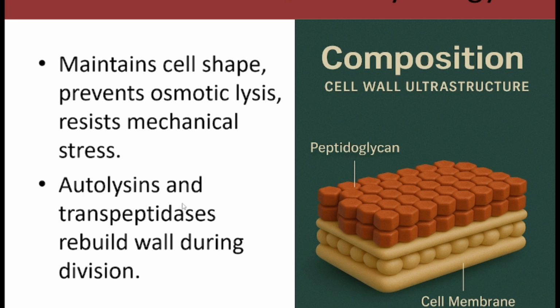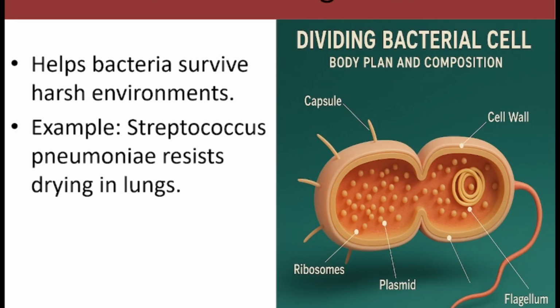It also contains certain enzymes such as autolysin and transpeptidase, which are used in building the wall during cell division. And just like we said, it also helps bacteria to survive harsh environments. An example is Streptococcus pneumoniae, which resists drying in the lung.